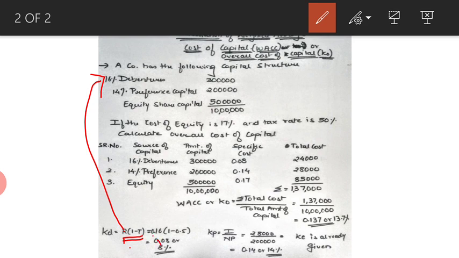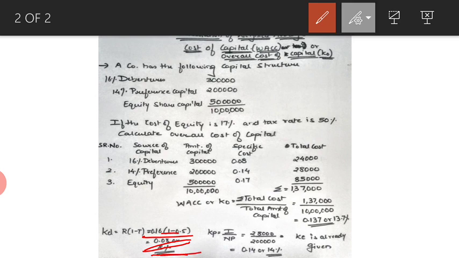The rate of interest is given over here, that is 16%. So R is 16%, that is 0.16 into 1 minus T. The tax rate is already given over here, so into 1 minus 0.5. 1 minus 0.5 is 0.5. So 0.16 into 0.5 gives you 0.08 or 8%. So what is your cost of debt? Your cost of debt is 8%, which is nothing but 0.08. That is what we take over here. That is the specific cost of debt.